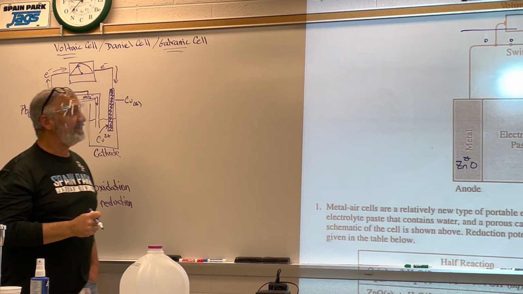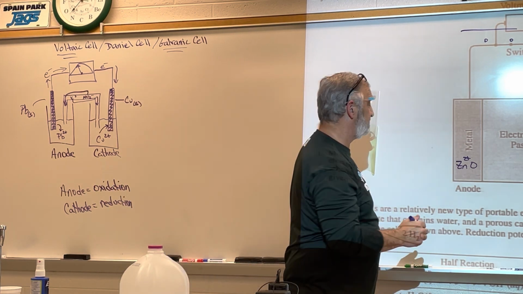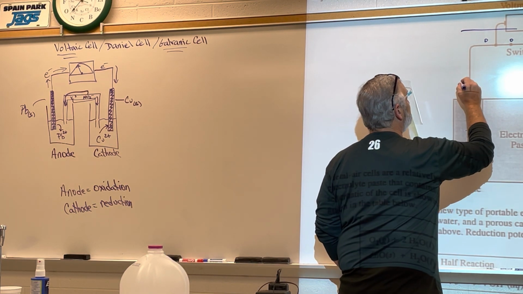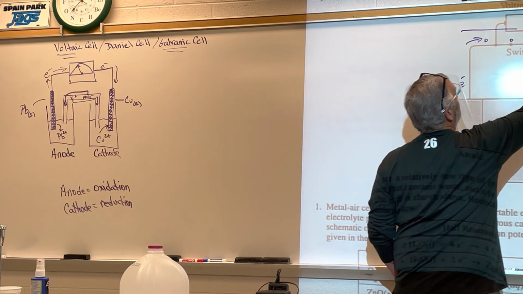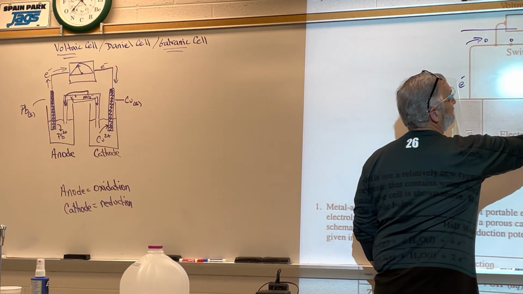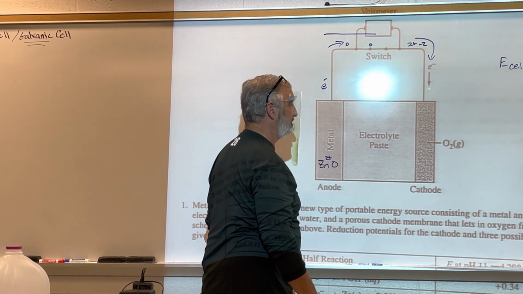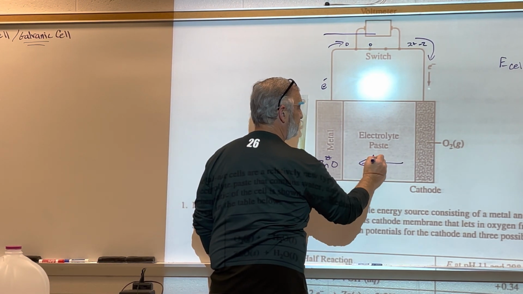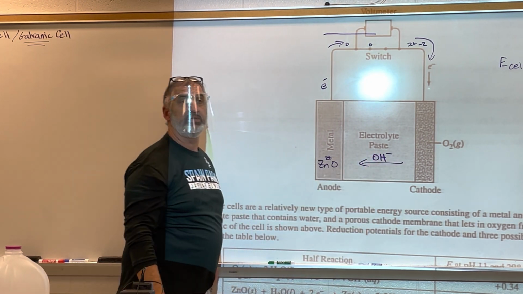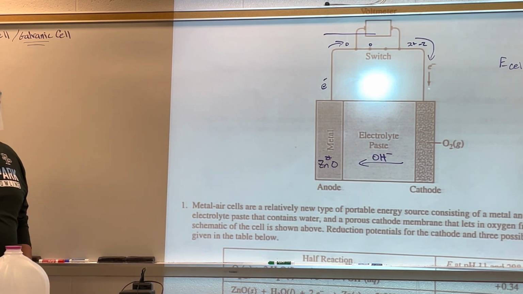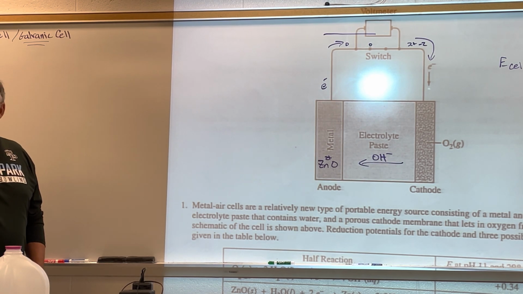So in my E cell, which way are the electrons? This is your anode. The electrons are flowing this way, and it's telling you that. So which way does the OH minus have to go? OH minus has to go that way. Just follow the negative. The negative is just going to keep the loop going.